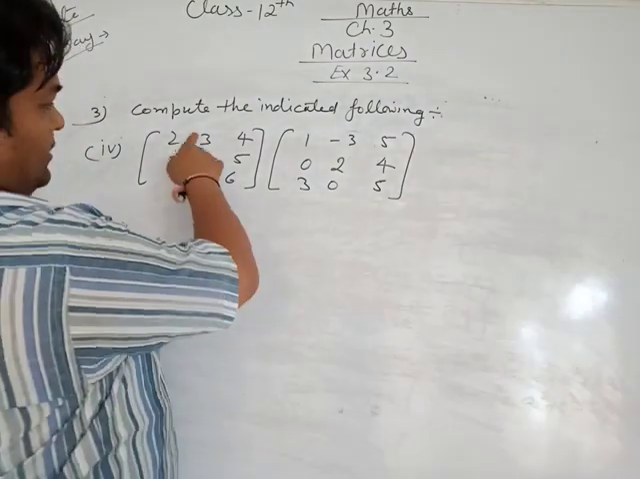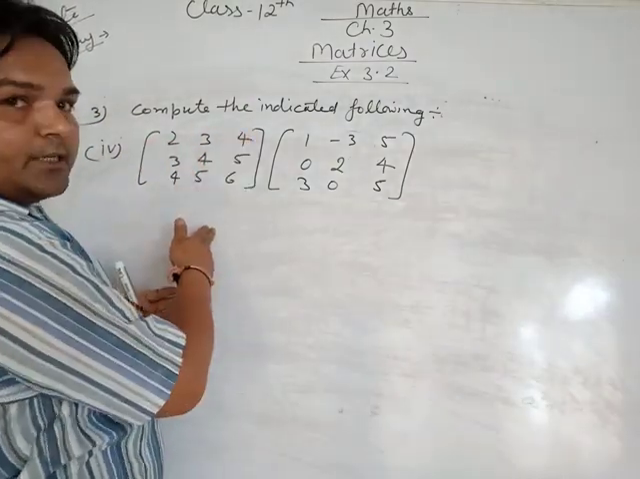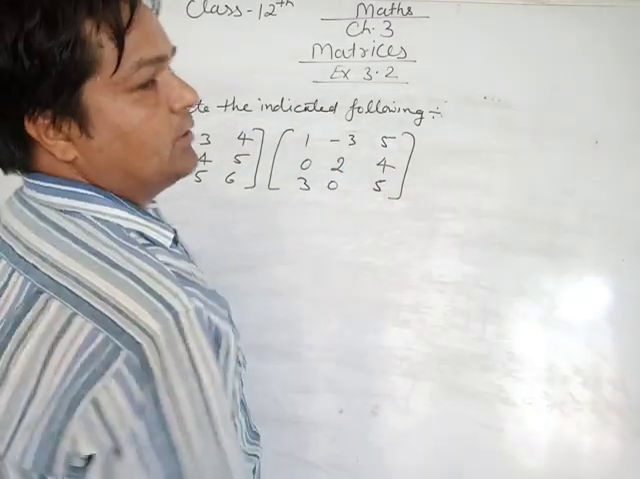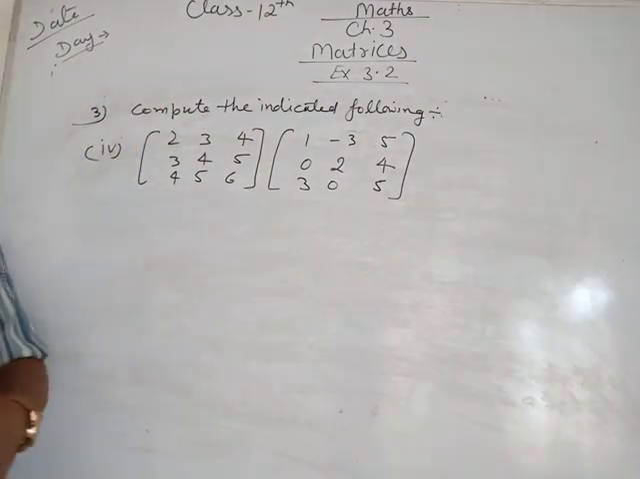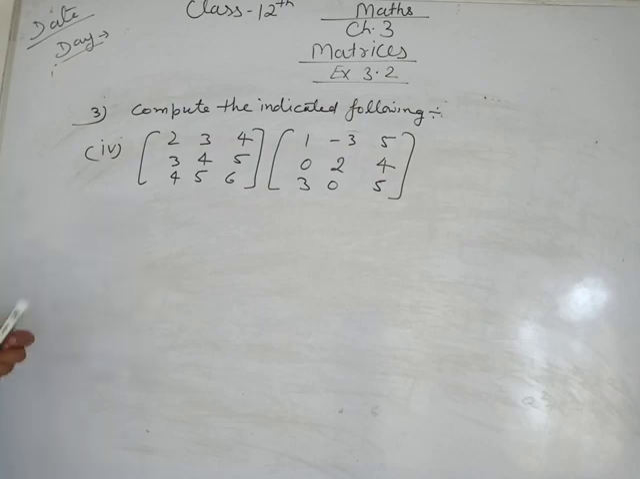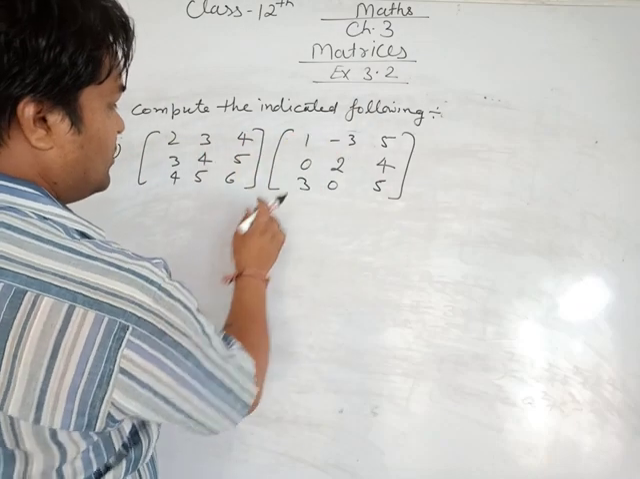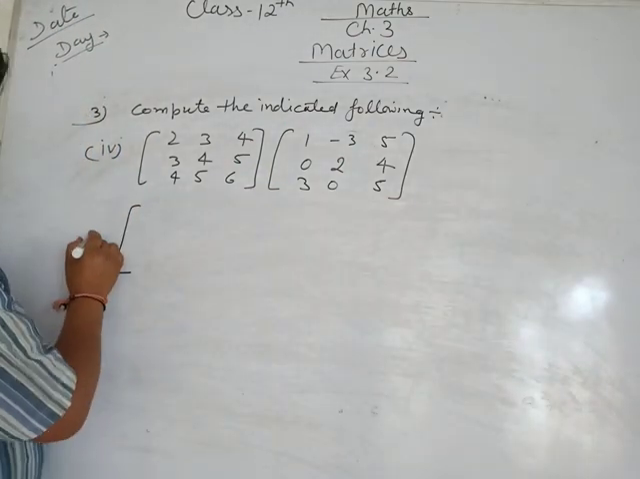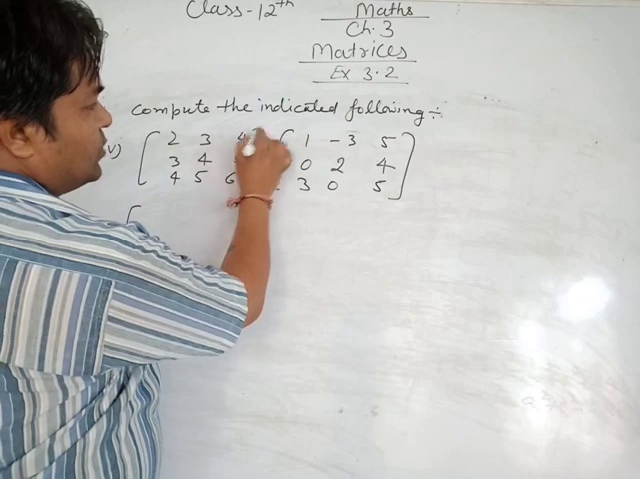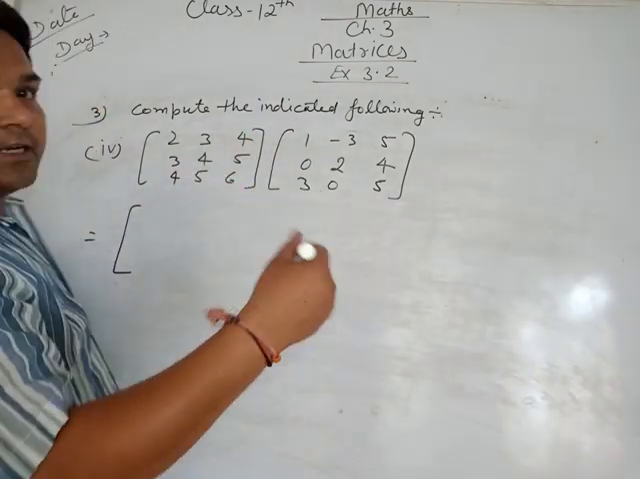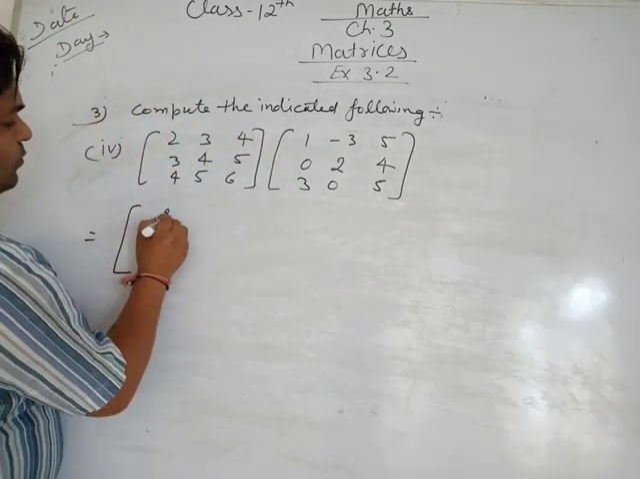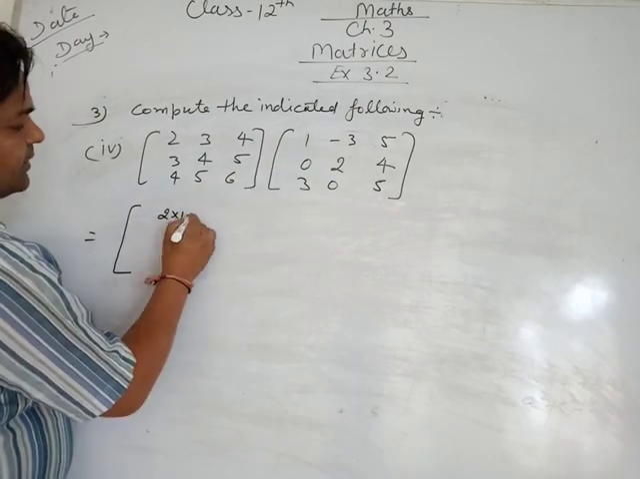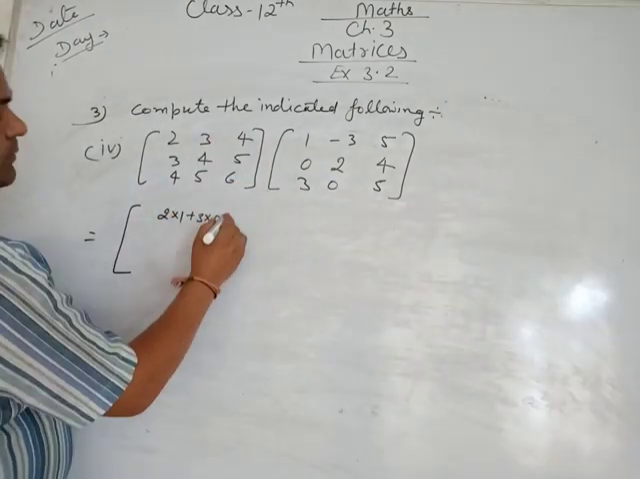Firstly, we will check. The number of columns of the first matrix is 3, and the number of rows of the second matrix is 3. It means we can take the product of both matrices. Now similarly, for the first element of the answer, we take the first row and first column, multiply and connect them in addition: 2 multiply 1, 3 multiply 0, 4 multiply 3.